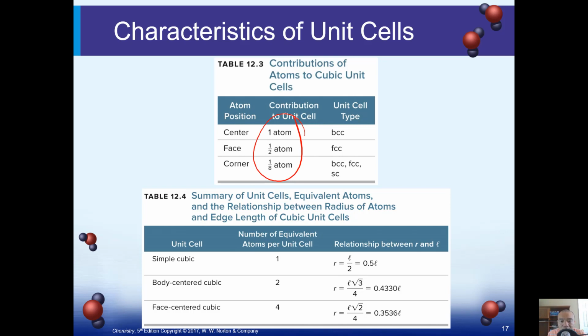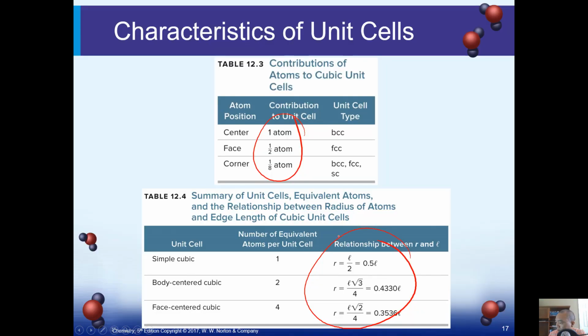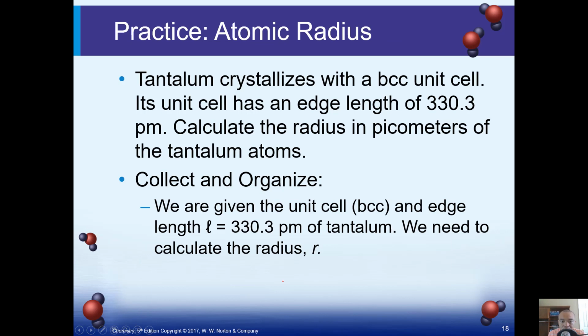Unit cell dimensions and the relationships to atomic radius are included in this table, along with the number of atoms per unit cell. Let's work on an example.